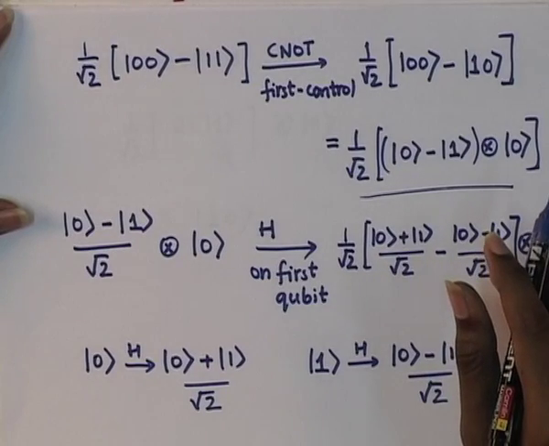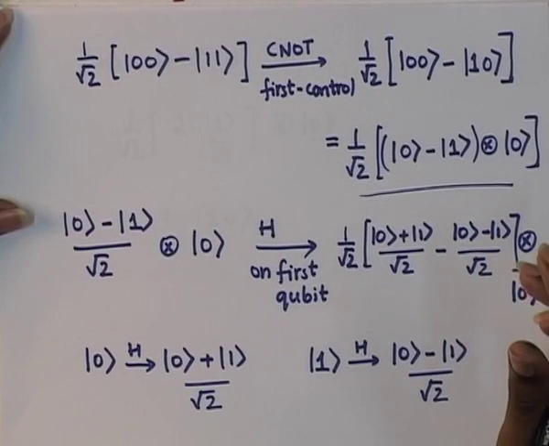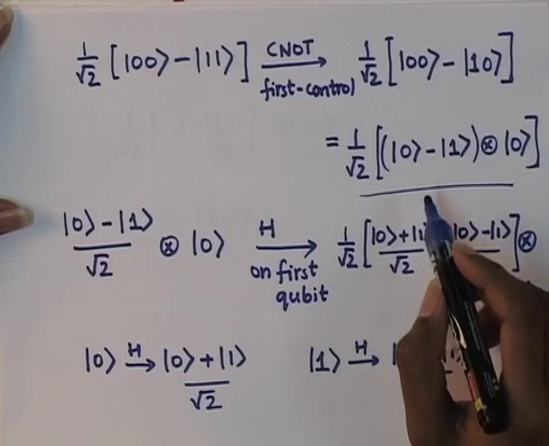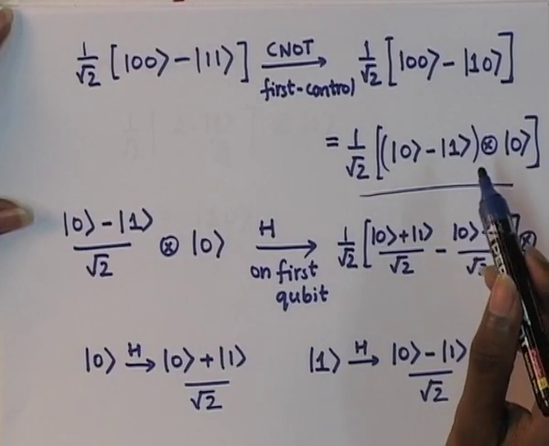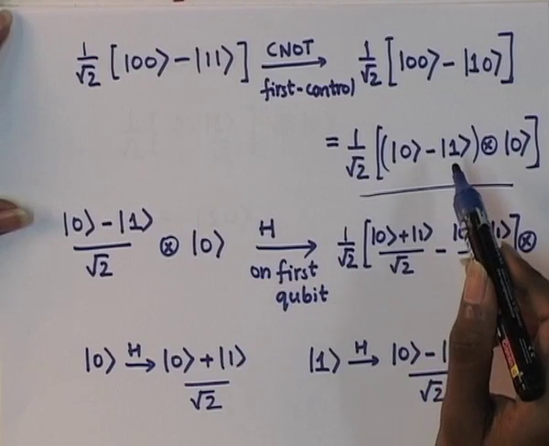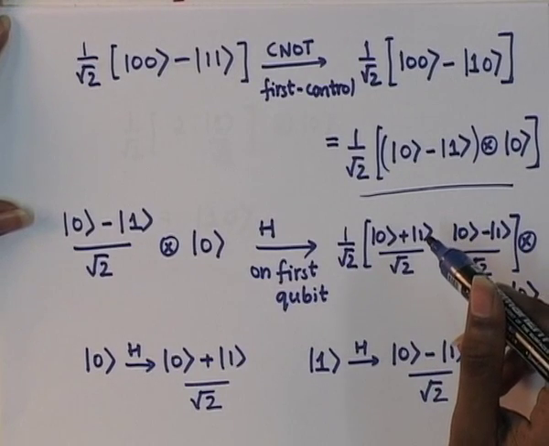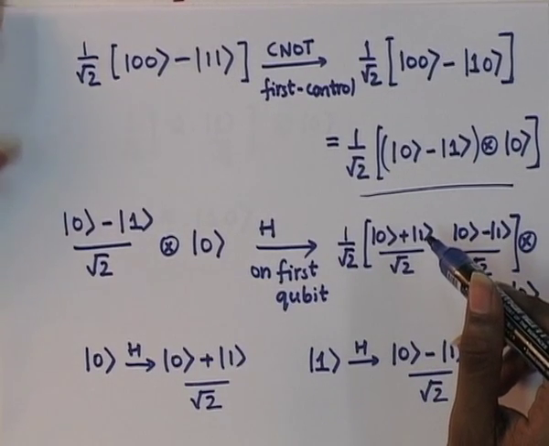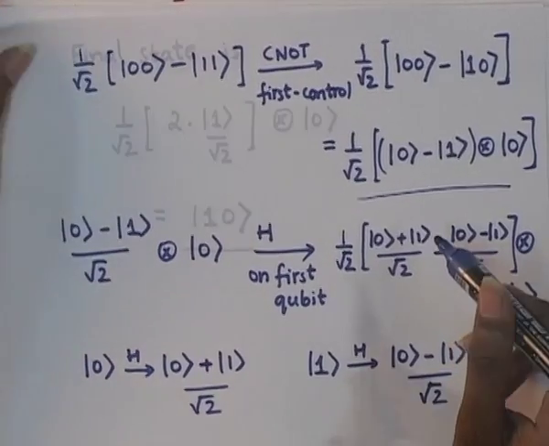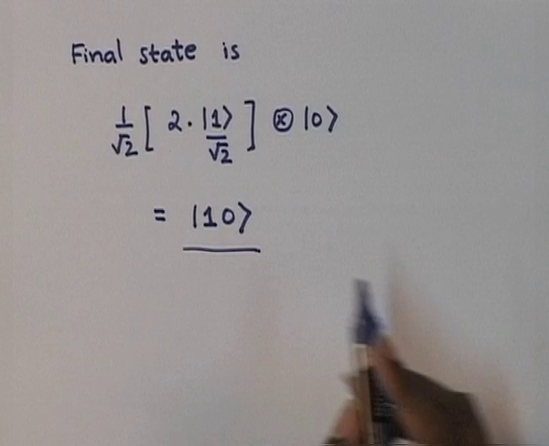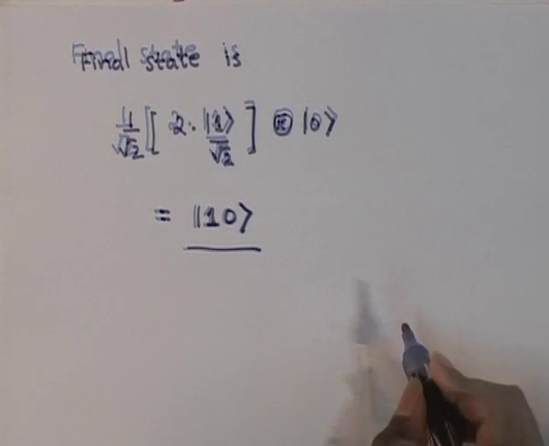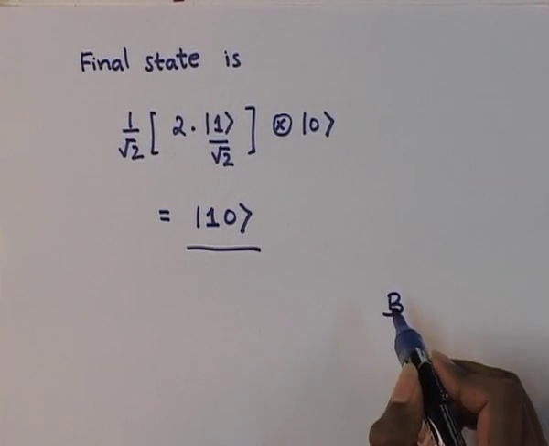So the first option says 1 1. We never obtain any state 1 1 as output, and option B, 1 0. The final output which we obtain is 1 0. So option B is correct.